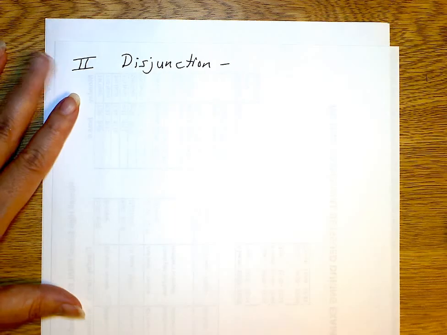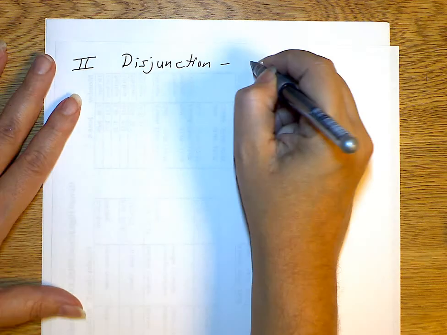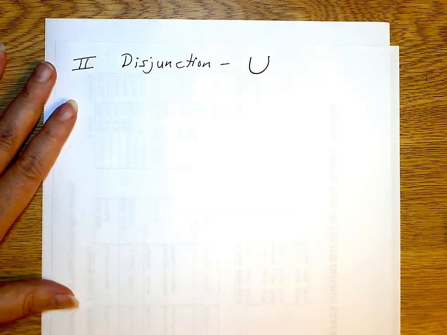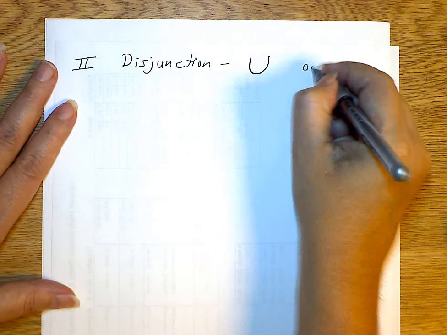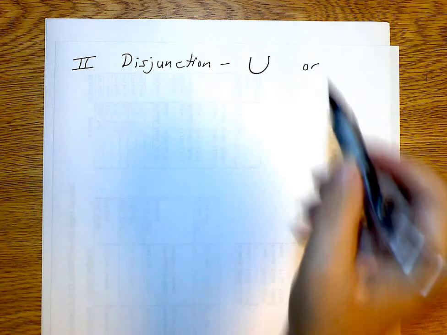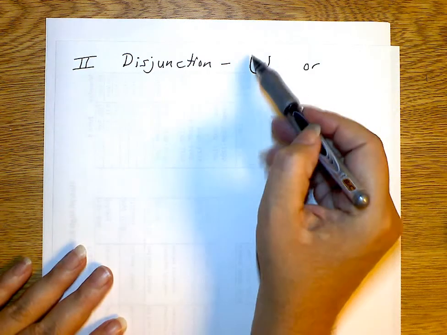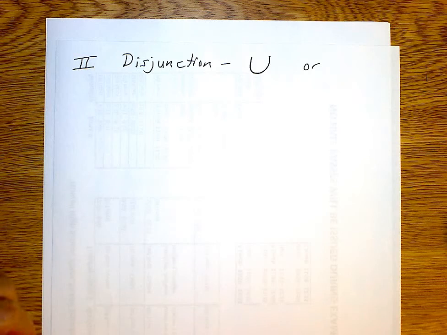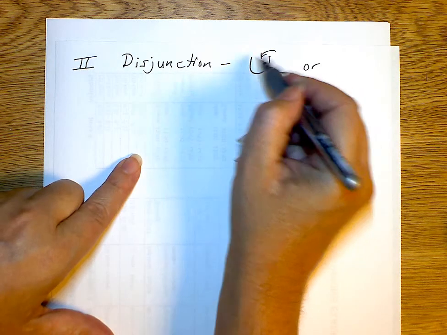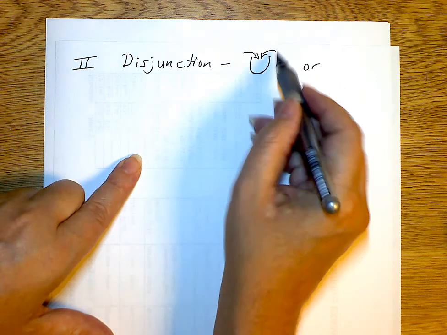When you think of disjunction, what you have to think of is your union or the word or. When you think of the word union, what I think about is this looks to me, hopefully to you, like a pot. It looks like a pot that you could throw in a whole bunch of stuff. So I think of this as a pot and we're going to throw everything in it.